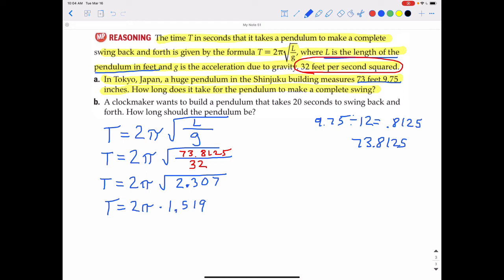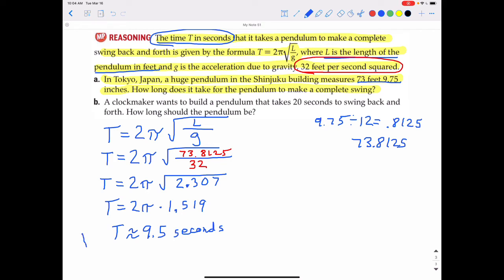1.519. So now you have 2 times pi times 1.519 or whatever's on your calculator screen. And when you multiply all those out, and it always depends on what you use for pi and what you're rounding to, you get approximately, if I round to the nearest tenth, about 9.5. So we get T about 9.5. And what is the label? Well, T is time, and it says in the original problem, if you look up there, the time T in seconds, so I should label that in seconds. So that's part A, 9.5 seconds.